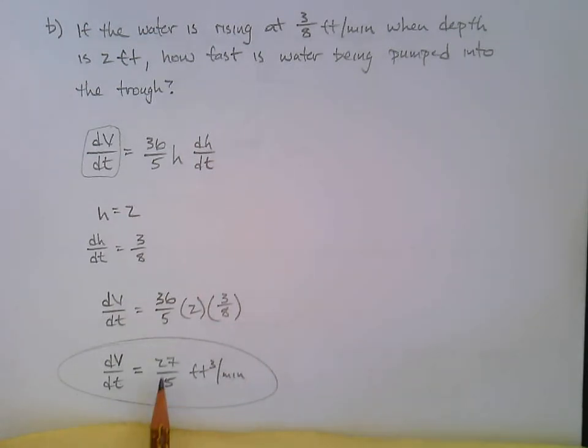Okay, anyway, 27/5. What are the units? Well, volume is feet cubed, time is minutes, so feet cubed per minute, and there you got it. Okay, you guys, that is related rates. Really exciting, our first big application.